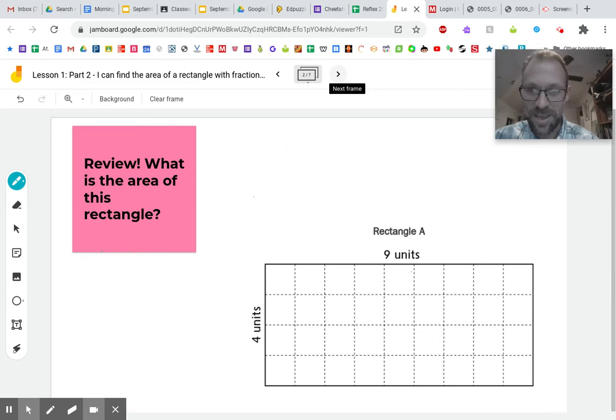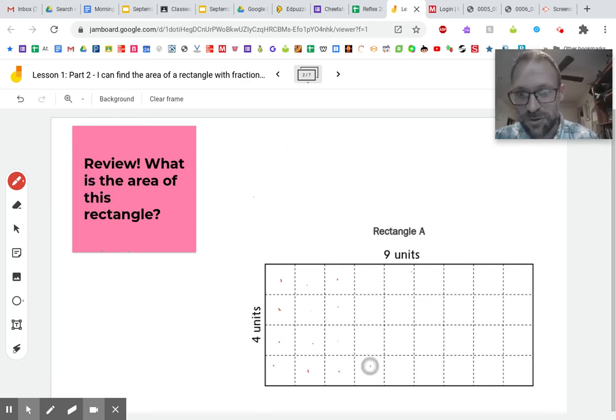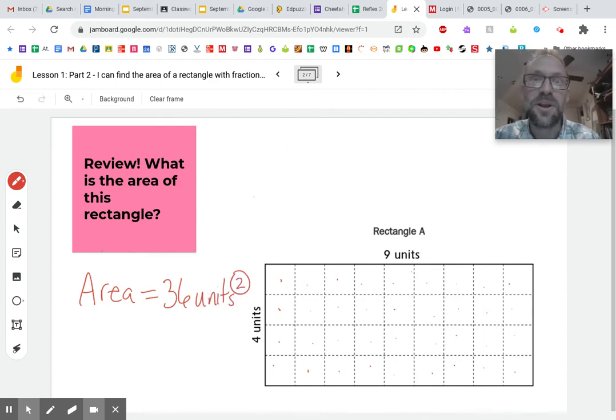Welcome back. Okay, let's see. Some of you might have used the counting strategy. So let's do that. If we counted up all these squares, wow, there's a lot of them. Let's do this pretty fast. Okay, you ready? Here we go. Keep up. 1, 2, 3, 4, 5, 6, 7, 8, 9, 10, 11, 12, 13, 14, 15, 16, 17, 18, 19, 20, 21, 22, 23, 24, 25, 26, 27, 28, 29, 30, 31, 32, 33, 34, 35, 36. If you counted correctly, you would have come up with an area of 36. See, the area is equal to 36 units squared. Don't forget the squared.